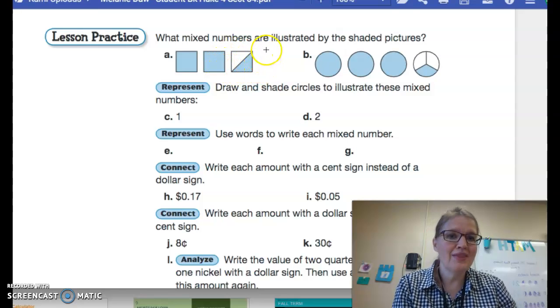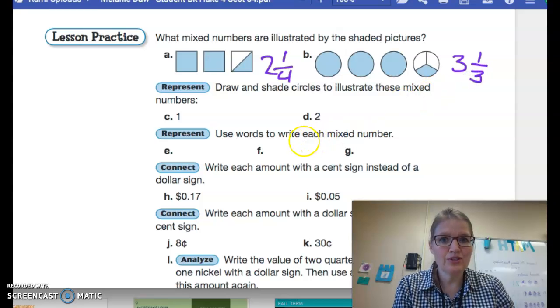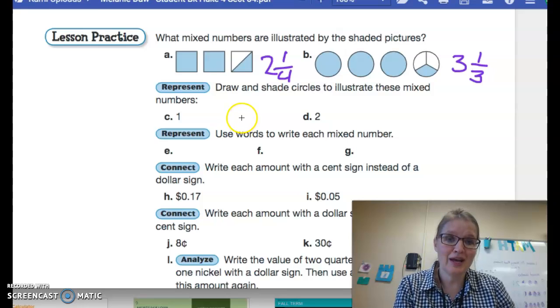They want you to write the mixed numbers that are illustrated in the shaded picture, and here we have 2 and 1/4. This one is 3 and 1/3. What I would like you to do is to pause and then do these and then come back and see if they match my answers.